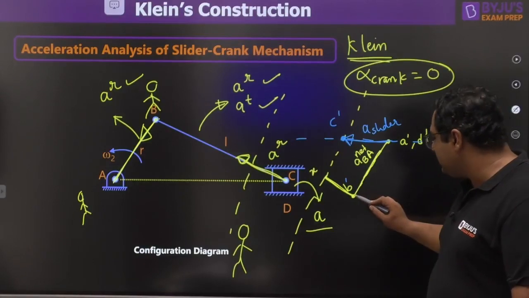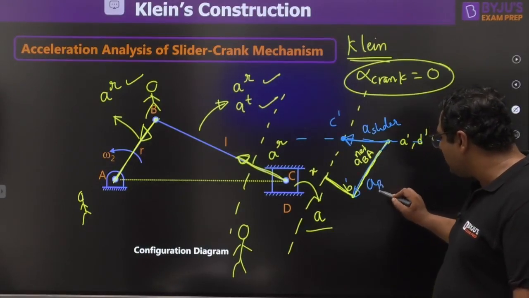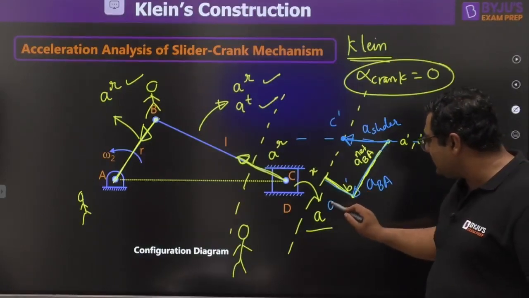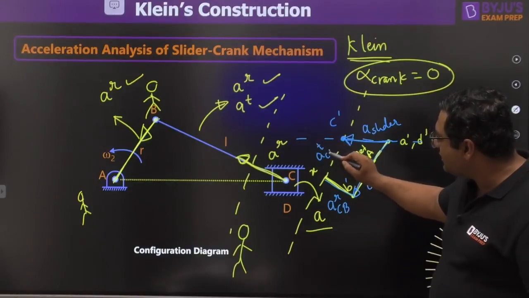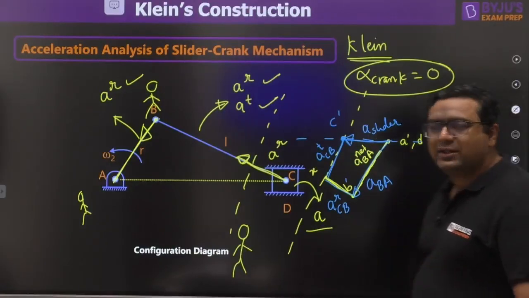And this is going to be the acceleration of B with respect to A, that we have already seen. This is the radial acceleration of C with respect to B. This is the tangential acceleration of C with respect to B. So these four accelerations are making this acceleration diagram.